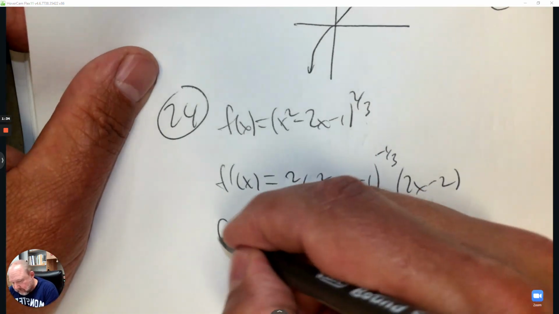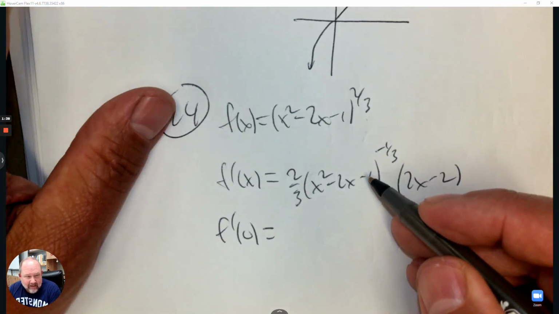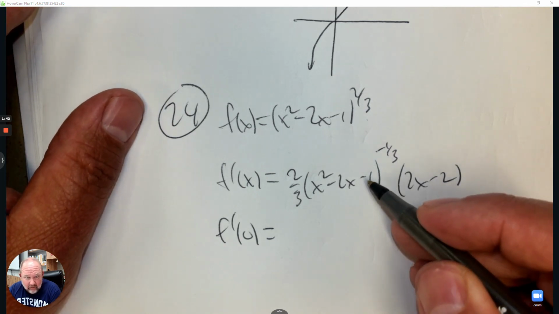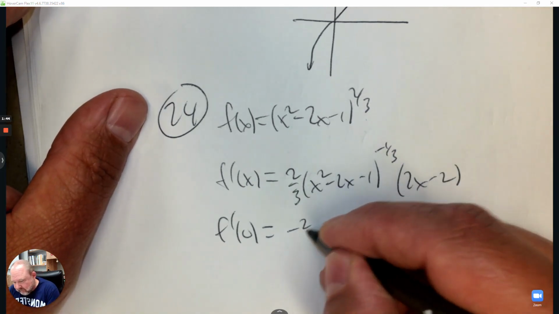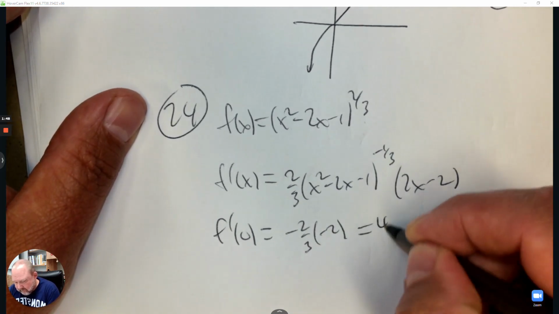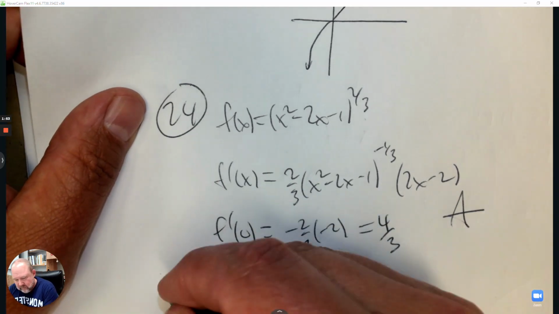Then plug in 0. So if I plug in 0, I end up with negative 1. And the cube root of negative 1 is negative 1. So it's a negative, so that's negative 2/3. And that's negative 2. I think a positive, right? 4/3 is what I get. A. 25.